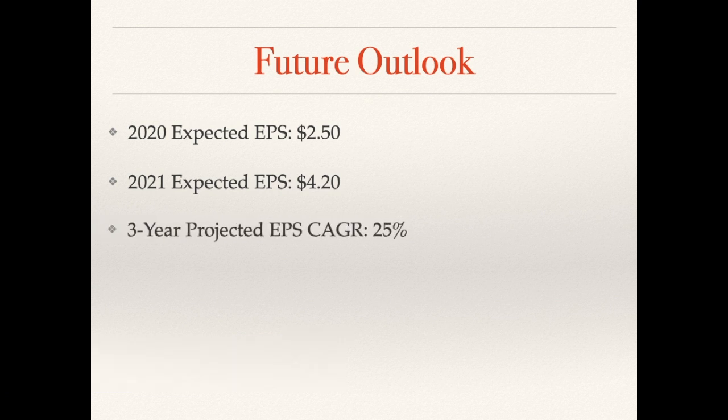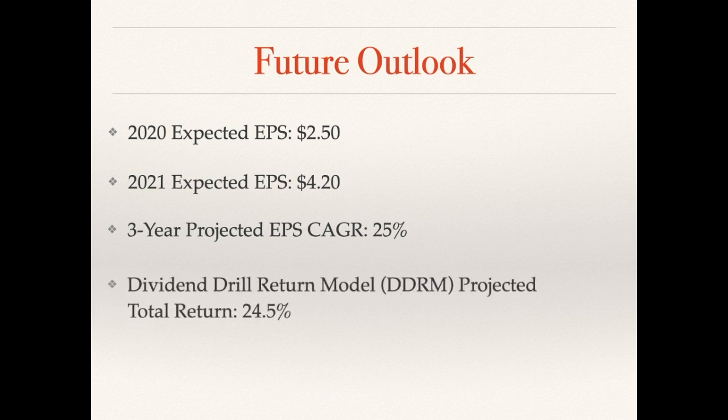And analysts are expecting, from what I've seen, around 25% earnings growth for the next 3 years or even 5 years. So that's outstanding. This is what makes this company attractive right now. My dividend yield return model is actually on par with these analysts. It came in at a 24.5% annual rate of return for the foreseeable future.